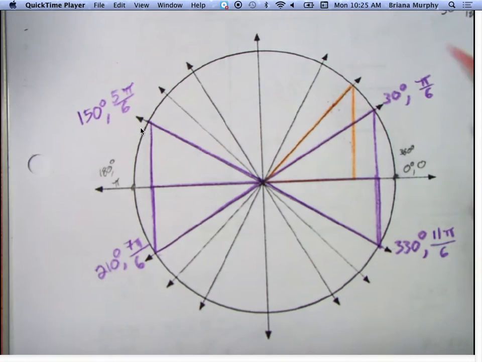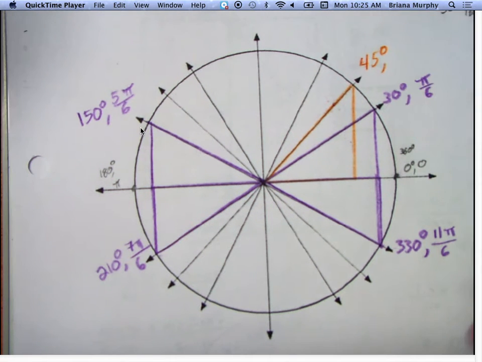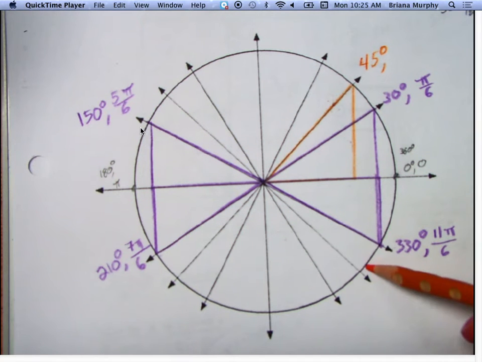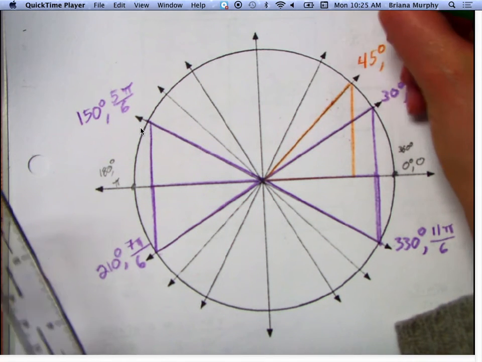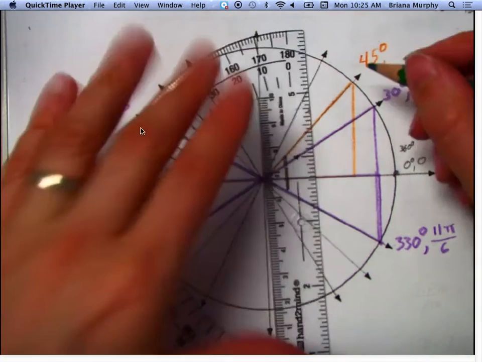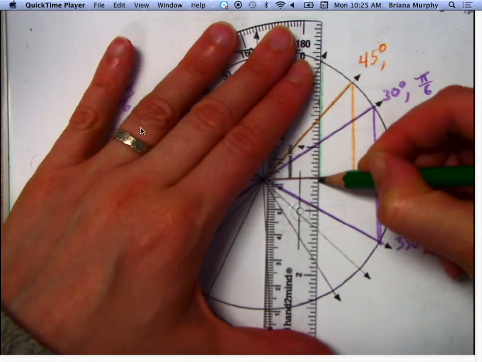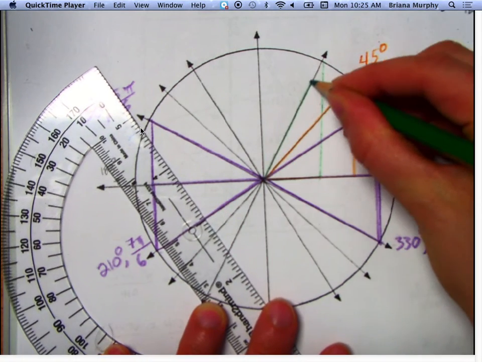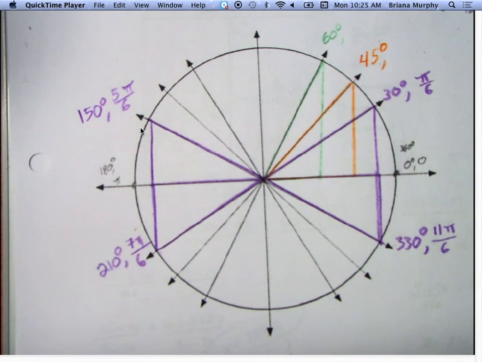Okay, so this is 45 degrees, and I'm going to let you guys figure out the radians and the other 45 degrees. Then my final color I'm going to choose is the green. Here is going to be 60 degrees, and I'm going to have you guys figure out the radians for that.